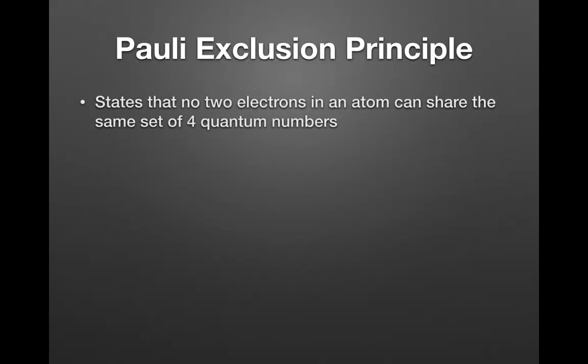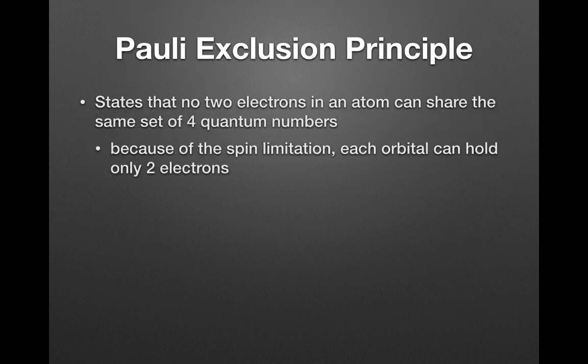Now Wolfgang Pauli started looking at the idea of how electrons are going to go in, and he has what he's called the exclusion principle, or the Pauli exclusion principle. And this principle states that no two electrons within an atom can share the exact same set of 4 quantum numbers. So if you want to think of a set of quantum numbers as an address, it means that no two electrons within an atom can reside at the exact same address.